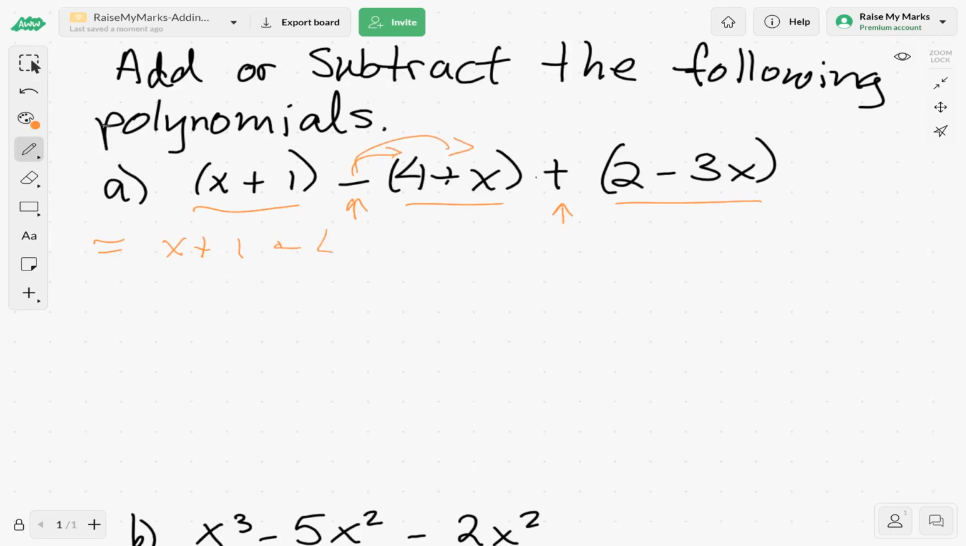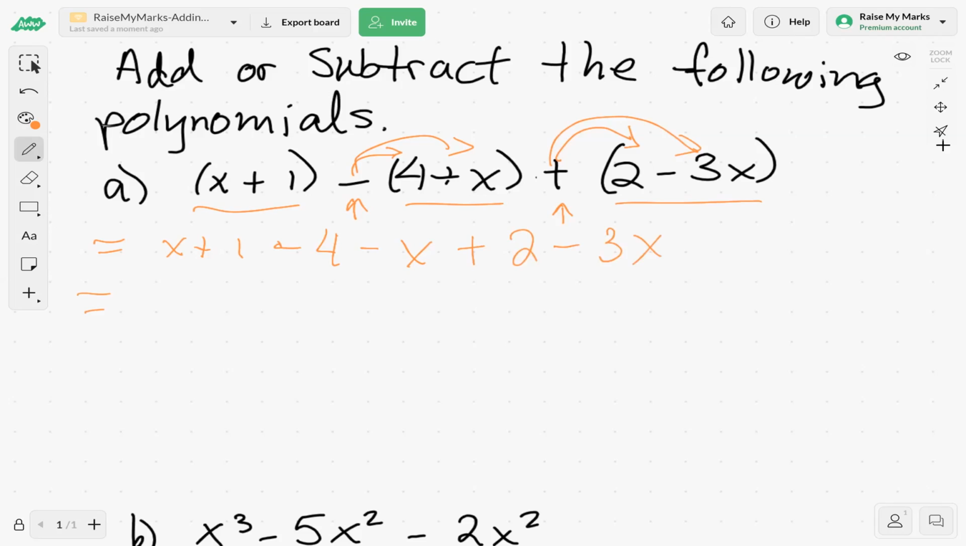So we have negative 4 minus x. Then we have plus 2 minus 3. So we have plus 1 or positive 1. We're going to multiply that into the bracket. And we get plus 2 minus 3x.